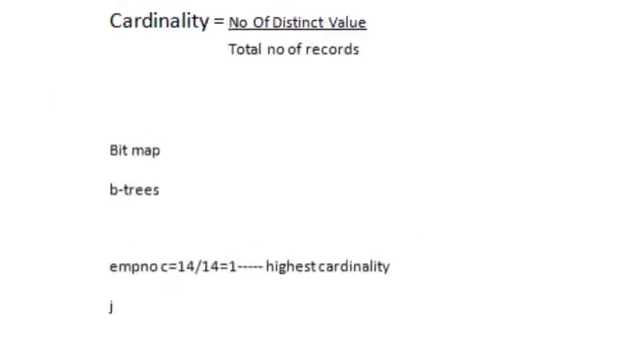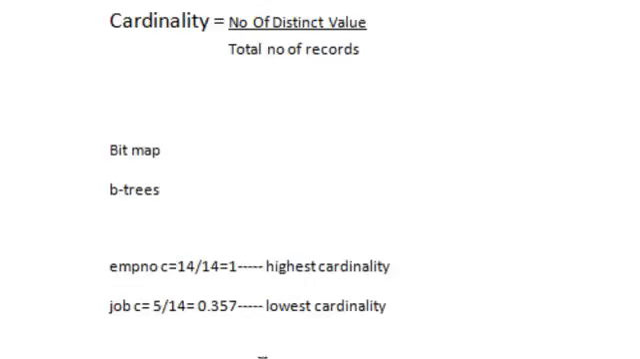So the cardinality for the job column is going to be 5 different values, as you saw, divided by the total number of records, that is 14. So here the value is going to be something like 0.357. Now you can see the value is in decimal, it is below 1, so we are going to say it's the lowest cardinality.